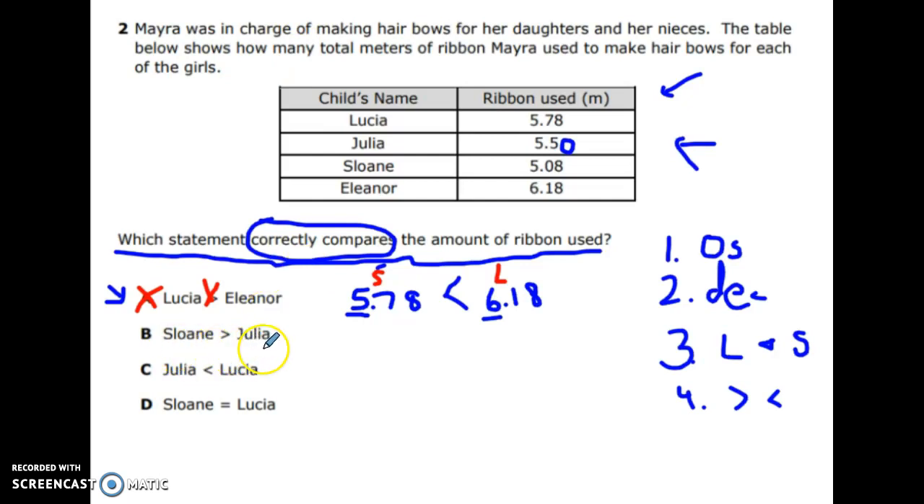Sloan is greater than Julia. So I see Sloan is 5.08 or 5 and 8/100ths. And then Julia is 5 and 50/100ths. Now I guarantee you, if you did not go in and write that 0 placeholder and you just have the 5.5, you're probably going to look at that and go, sure, 8 is bigger than 5.